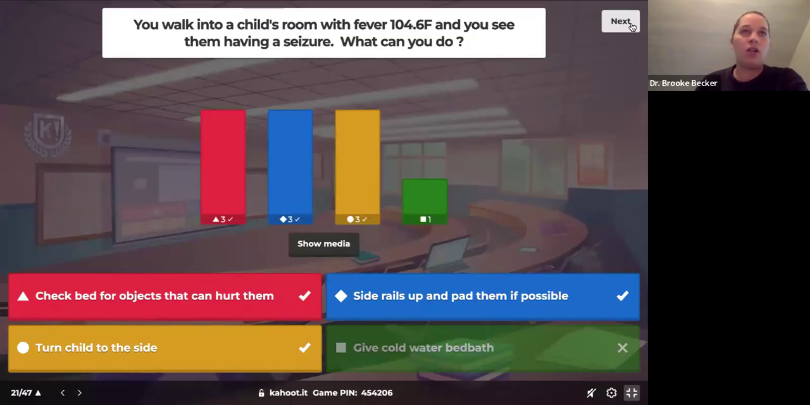Yes, so check for sharp objects or things that they could get hurt on. Put the side rails up and put a pad on the side rails so that they're not hitting their head on something. Turn them on their side. What kind of bed bath could you try to give them when they're done with their seizure to help with their fever? Not cold. Tepid, like room temperature. It's not cold water, but you could try to help with their fever a little bit. Give them kind of a lukewarm bed bath. Okay. Good.